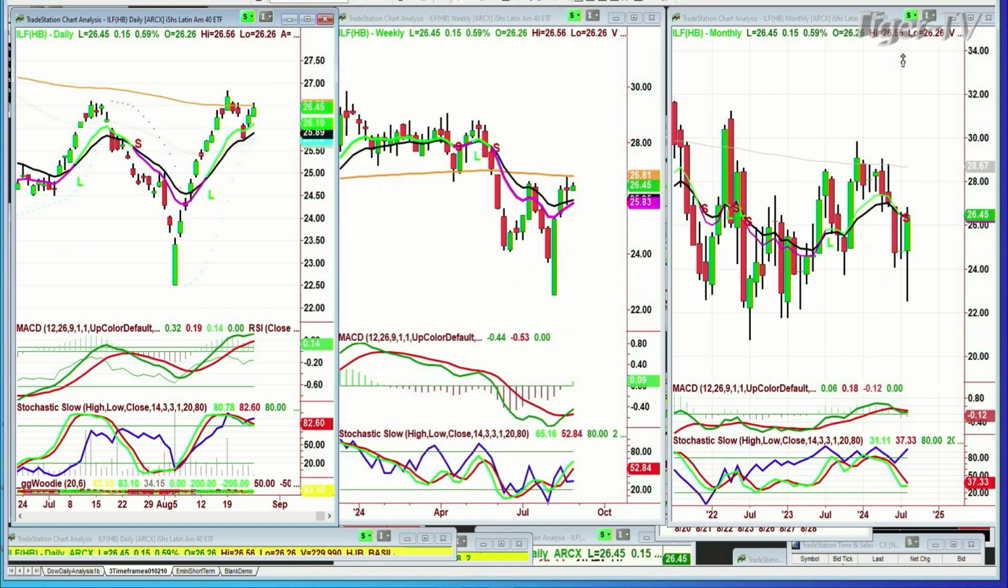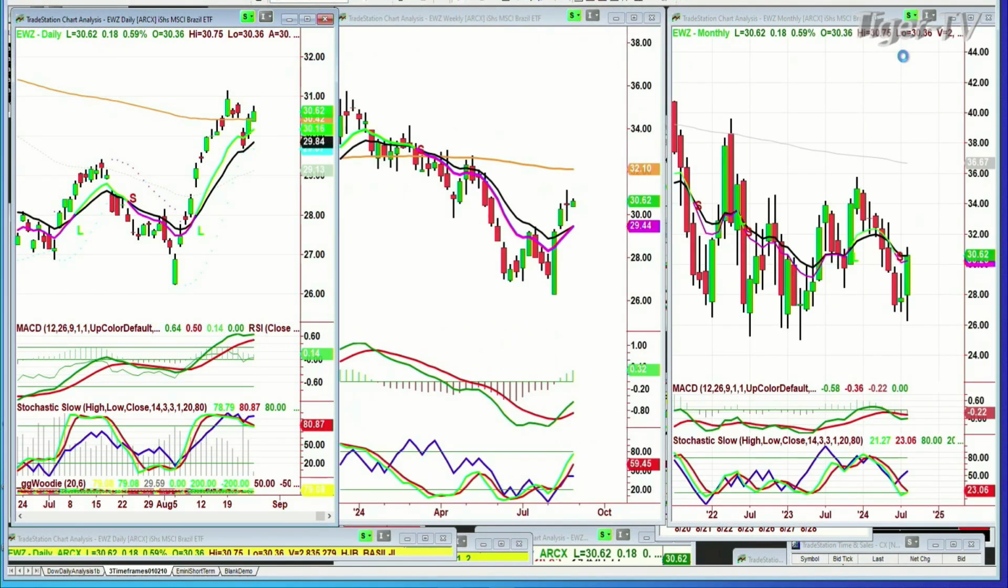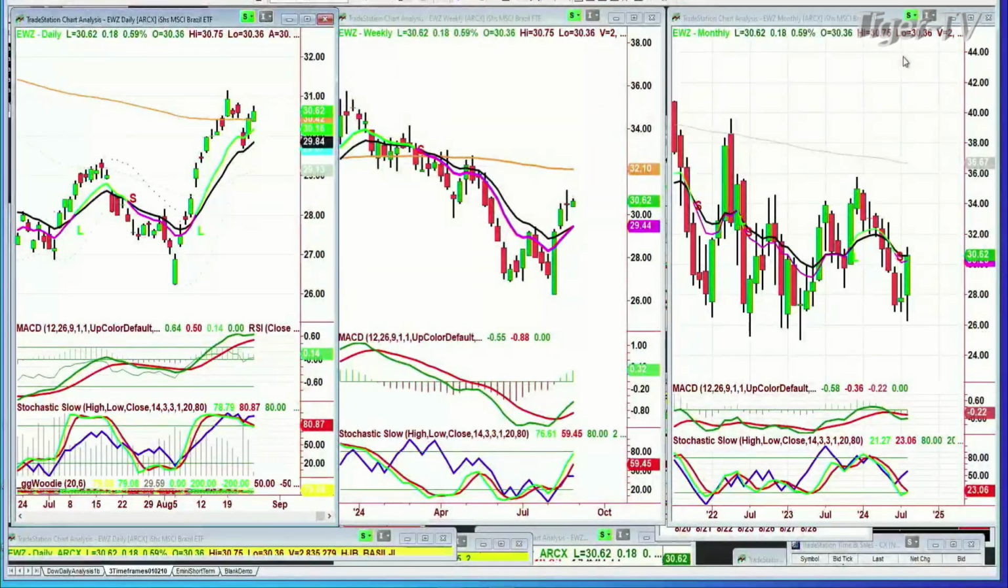Jeff in the Utah YouTube mentioned ILF. ILF is the iShares Latin America 40 ETF. Very nice action. Look at this. Look at the left side, right? In the middle chart is the weekly. On the right is the monthly. And look at EWZ. EWZ is Brazil. Very similar, very similar. They are coming back a little bit, but they haven't really given big weekly strong buy signals, but they are coming back quite nicely.